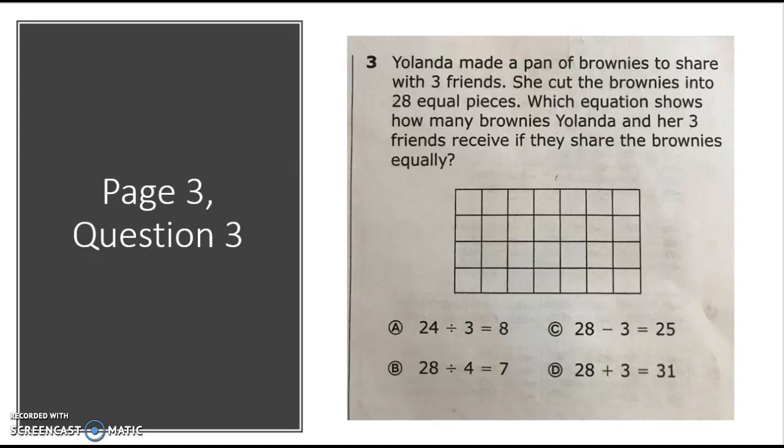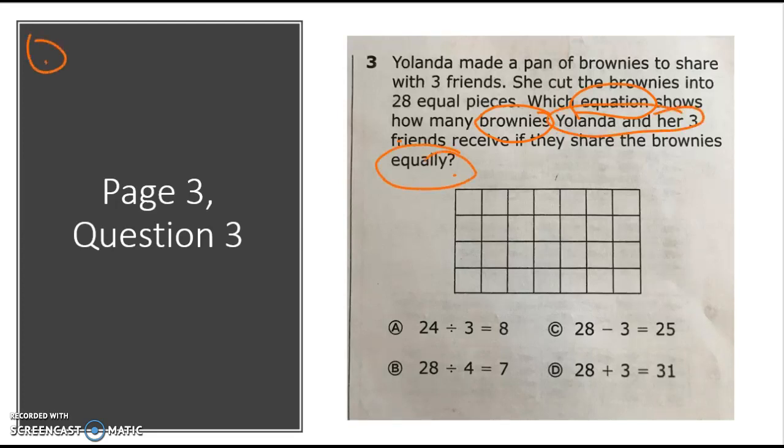I really like that we asked for this question because this is one that I've seen we've had a harder time with. We start with the question, of course, and we're going to find the question mark and trace our way back to the front. So it says which equation, so we're looking for an equation that shows how many brownies Yolanda and her 3 friends receive if they shared the brownies equally.